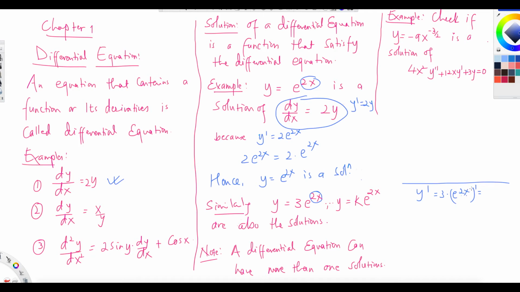What is the derivative of e to the u? It is e to the u times u prime. So u prime will be just 2. So like 3 times 2e to the 2x. So that will be 6e to the 2x. That is the left hand side.